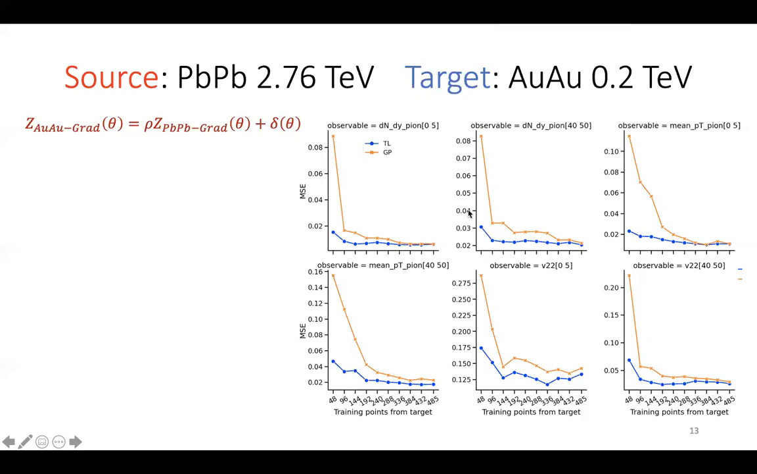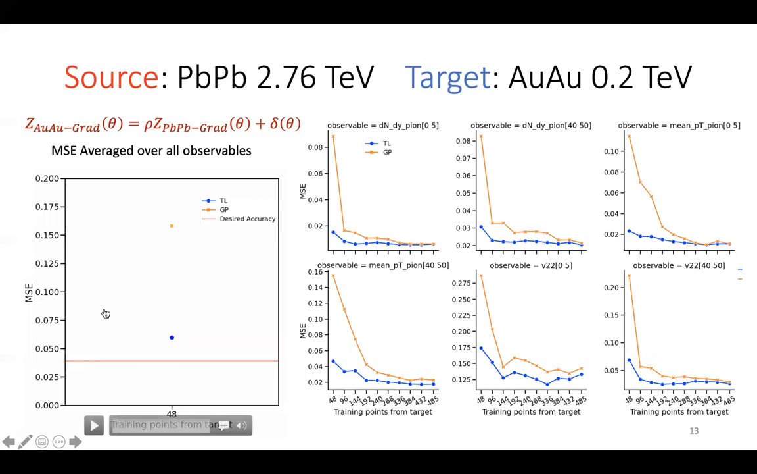In these plots on the right-hand side, these 6 plots show 6 emulators. We build emulators for each of these different observables, and we build them with 2 methods: the transfer learning emulators and also Gaussian process emulators. We build these emulators while increasing the number of training data points that we get from the target. At each step, we calculate emulator accuracy using a test data set that we get from the target, basically calculating the mean square error of our emulators. And that's what you see in these plots.